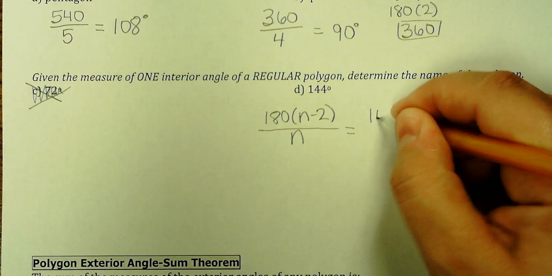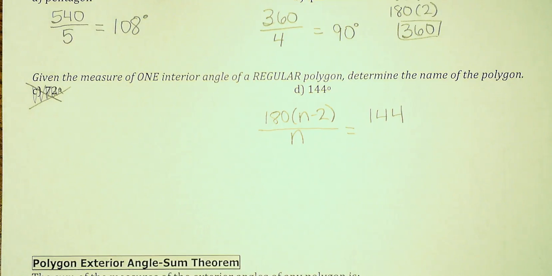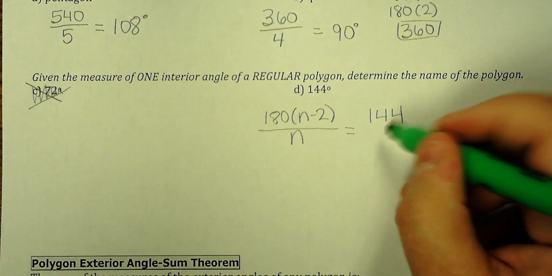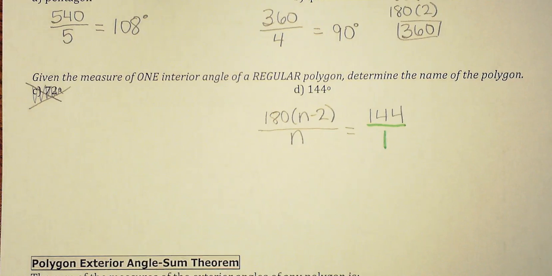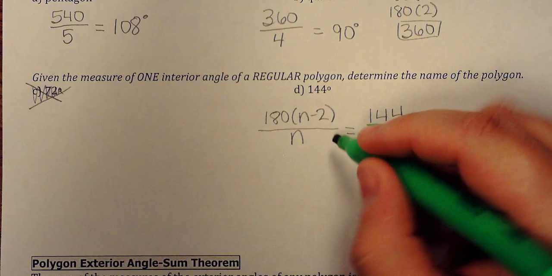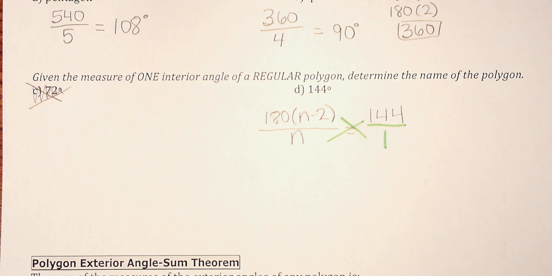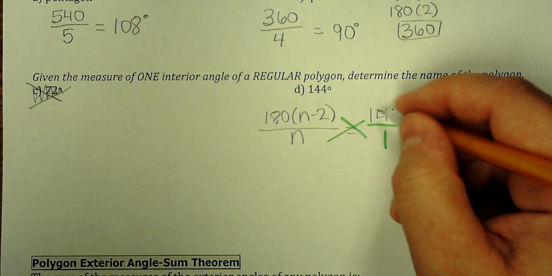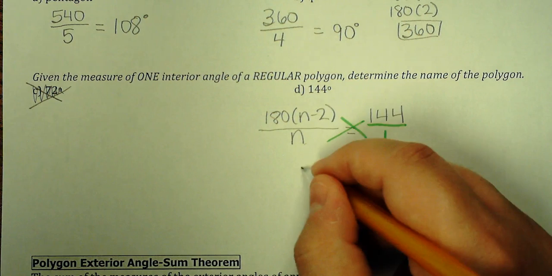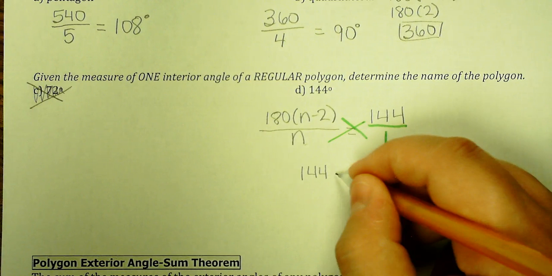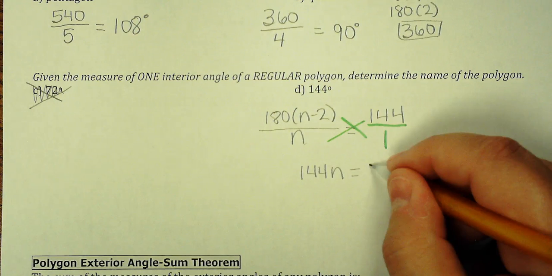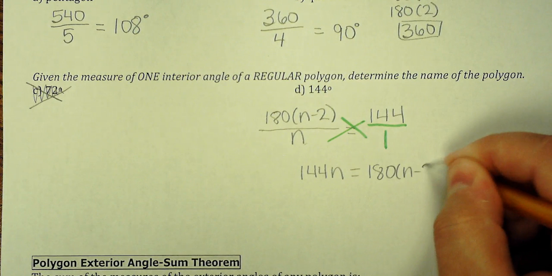Now, easiest way I can tell you to do this problem, this would be equal to 144. I am just going to do one quick little thing and set this up as a proportion. I think it'll be easier for people to solve, especially since we got a fraction that has variables in the top and the bottom. So let's just do a quick proportion here. Cross multiply. So the first cross product, I would just have the 144 times n. The other cross product is just going to be 1 times that 180 times n minus 2.